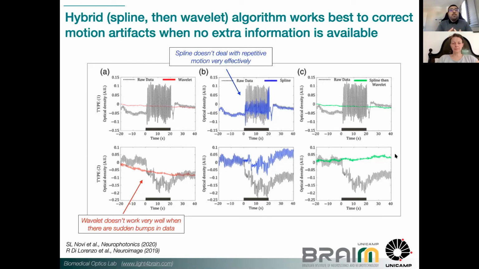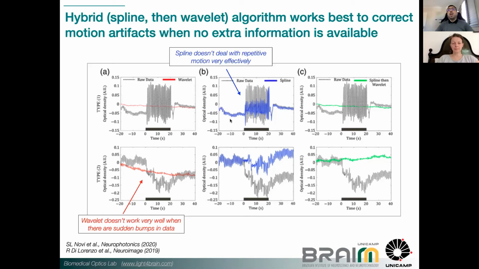And what we realized is that wavelet is very good at reducing more repetitive, task-related artifacts, but the wavelet technique is very sensitive to sudden bumps in the data, to sudden changes in baseline, and that induces a long-term trend in the data. Spline, on the other hand, can deal very well with these trends and bumps, but it gets lost every time you are trying to correct something that is repetitive with the task.